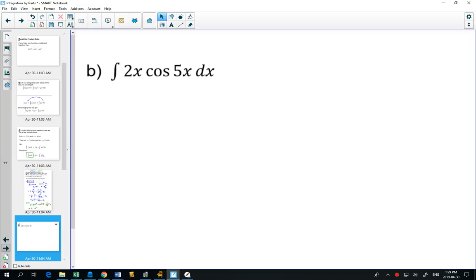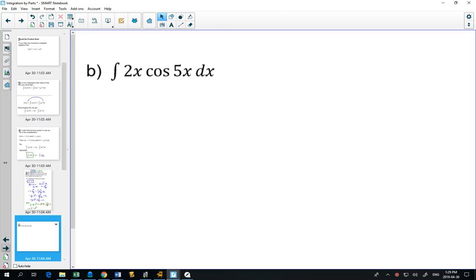So first, I see multiplying of two functions. That's going to throw out your basic integration rules. Secondly, I would go to substitution. Substitution is when you see a function inside of another function and its derivative present. Here, I see a 5x inside of cos, but the derivative of 5x is not 2x.